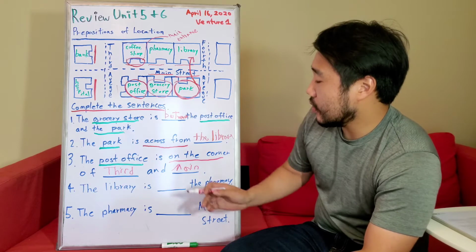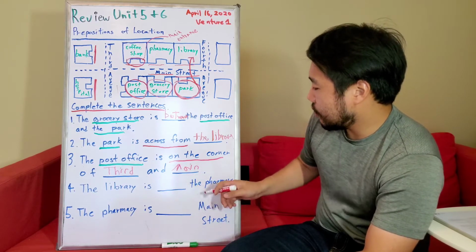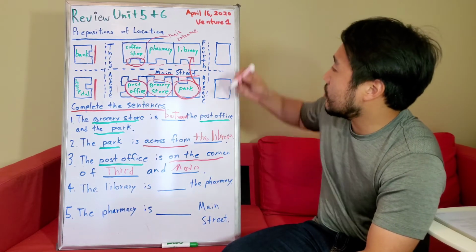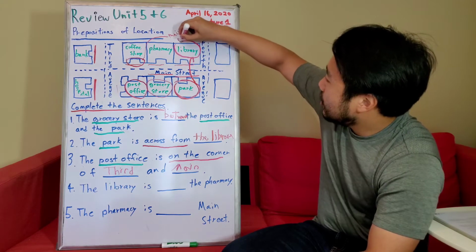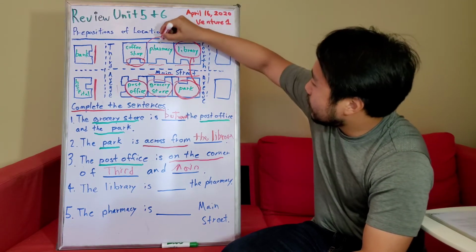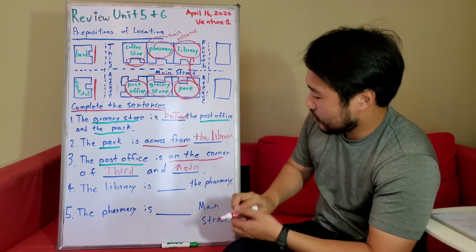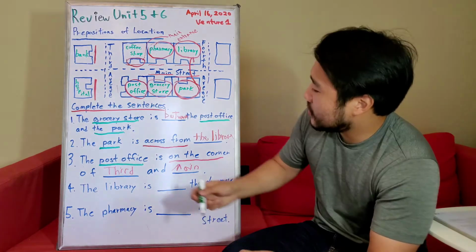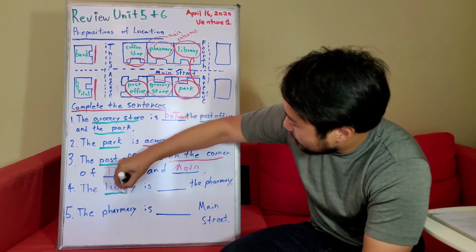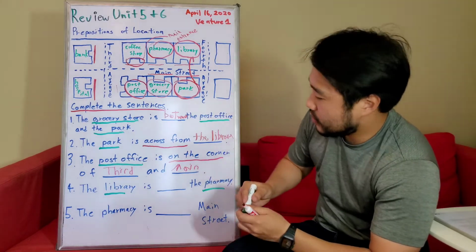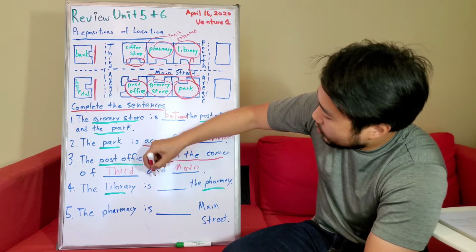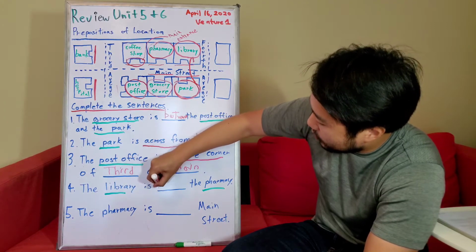Okay. So number 4, the library is blank the pharmacy. So the library is right here, and the pharmacy is right here. So they're beside each other. So we have to use the preposition next to.